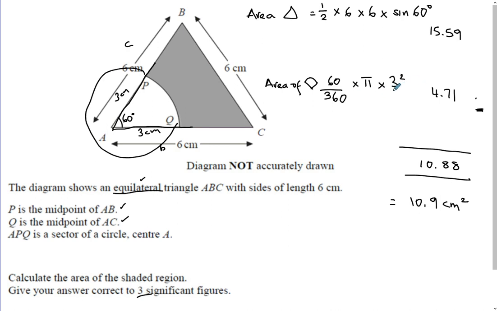Okay, that's all for now. I hope that was good for you. In part 3, we'll look at the area and the perimeter of the segment of a circle.